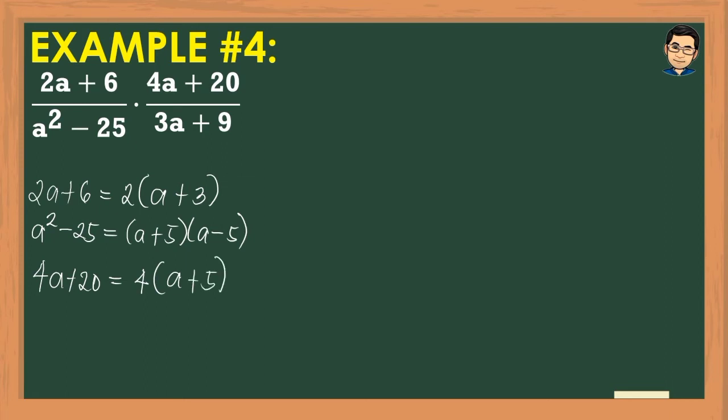And then, finally, 3a plus 9. GCF is 3. 3a plus 9 divided by 3, that is a plus 3. So, ayan po, na-factor na po lahat natin ang pwedeng i-factor. So, i-rewrite lang natin ngayon.